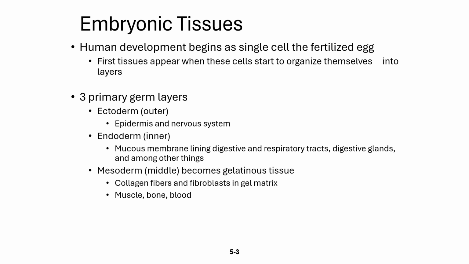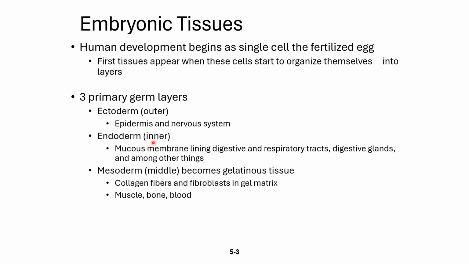So we said that there are 4 primary tissues, and all the primary tissues develop from the embryonic tissue or primary germ layers. Human development begins with a fertilized egg, and the fertilized egg divides and organizes into 3 primary germ layers. They are the ectoderm, the endoderm, and the mesoderm. Ectoderm is the outermost layer, mesoderm is the middle layer, and endoderm is the innermost layer.